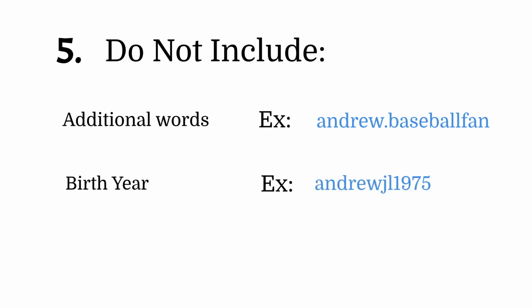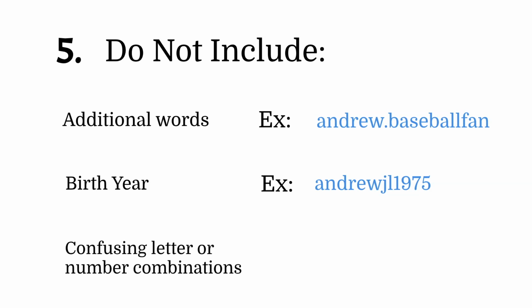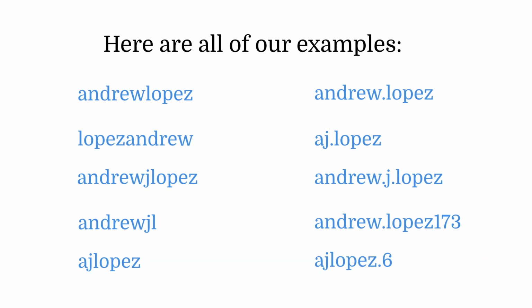5. Do not include additional words, for example, Andrew.Baseballfan, birth years, for example, Andrew JL 1975, or confusing letter and number combinations. For example, Andrew Lopez, where the O in Lopez is the number 0 instead of the letter O. Here are all of our examples. When you're done, your email address will look something like this.